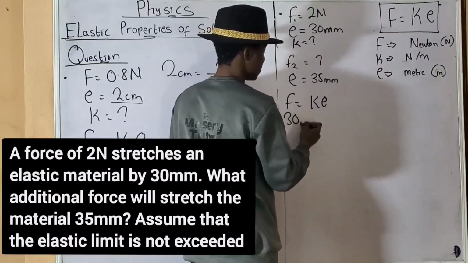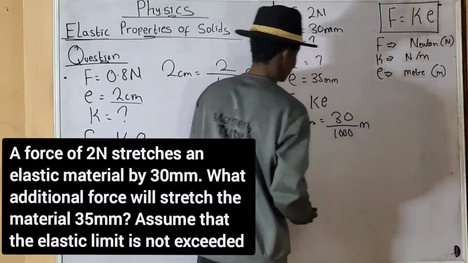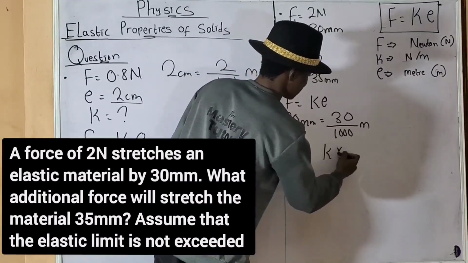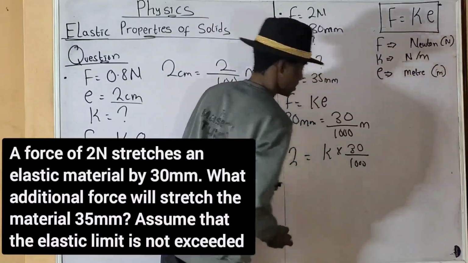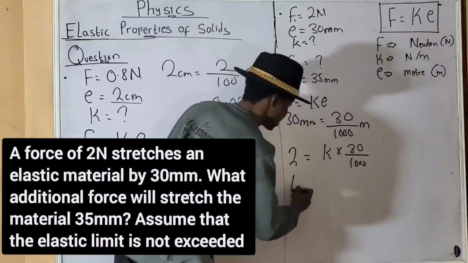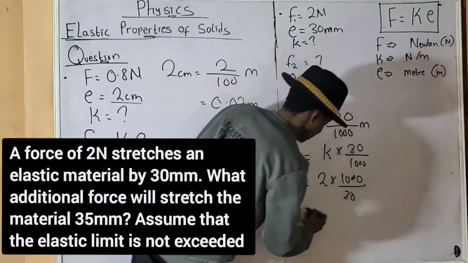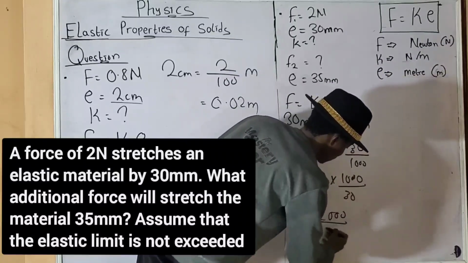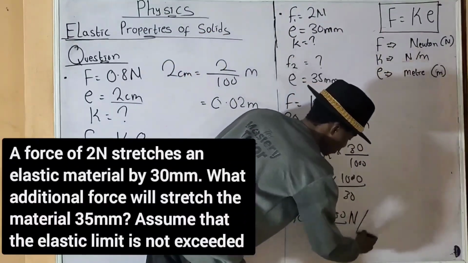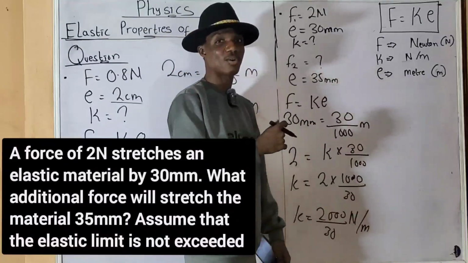For the extension, 30 millimeter is equals to 30 over 1000 meter. Are you getting it? So to get the value of K, I'm going to have 2 is equals to K multiplied by 30 over 1000. Are you following? Okay. Divide both sides by 30 over 1000. I'm going to have K is equals to 2 multiplied by 1000 over 30. K is equals to 2000 over 30. Okay. Now, having gotten the value of K as 2000 over 30, put Newton per meter. I just put it in fraction because I'm still going to make use of it in the second question.